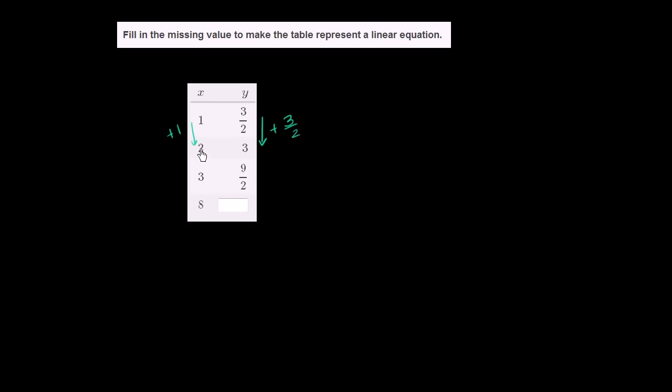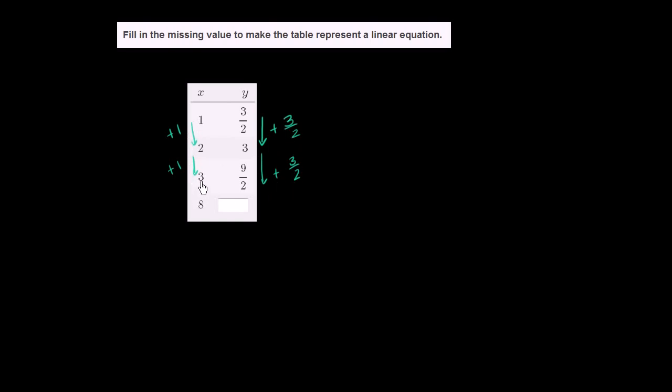All right, now when we go from 2 to 3, we're increasing by 1 again in x. And what are we doing in y? We're going from 3, which is the same thing as 6/2, to 9/2. So once again, we are increasing by 3/2. So in order for this to be a linear relationship, every time we increase by 1 in the x direction, we need to increase by 3/2. If we increase by 2, we need to increase by 2 times 3/2.